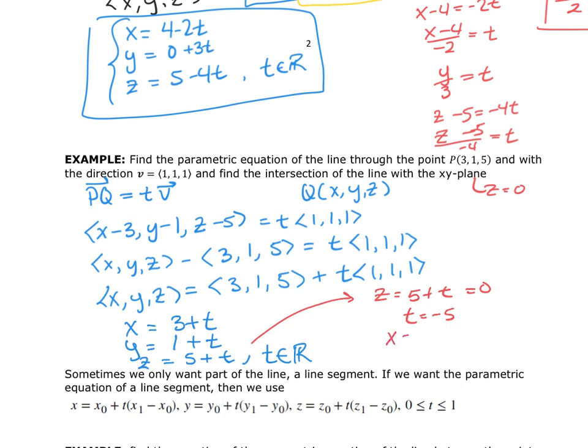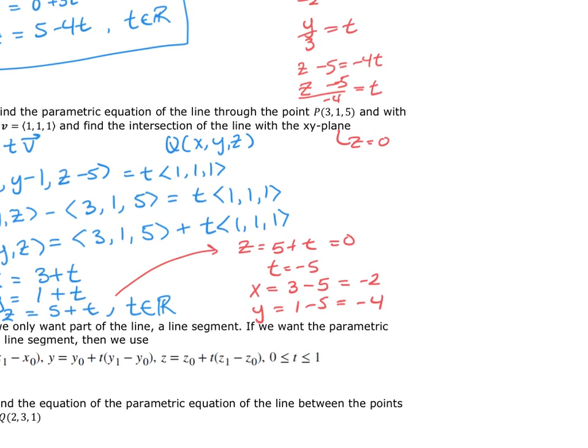So x is equal to 3 minus t, which is 5. So x must equal -2. Y must equal 1 minus 5. So this gives me -4. So the location of where this line is going to cross the xy plane is at -2, -4, and 0.